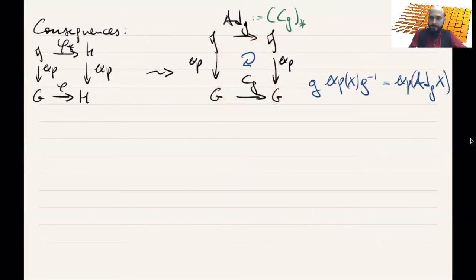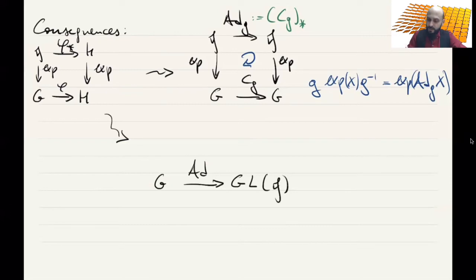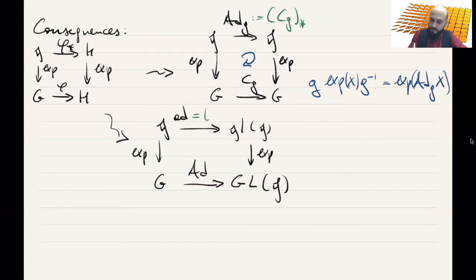Another consequence is, what about when we take the map Ad? Now the map Ad, let's remember, is valued in the Lie group GL(g), whose Lie algebra is little gl(g). We have the exponential maps, and the Lie algebra of G is little g. So here we have Ad, which we said by this formula is Ad star.